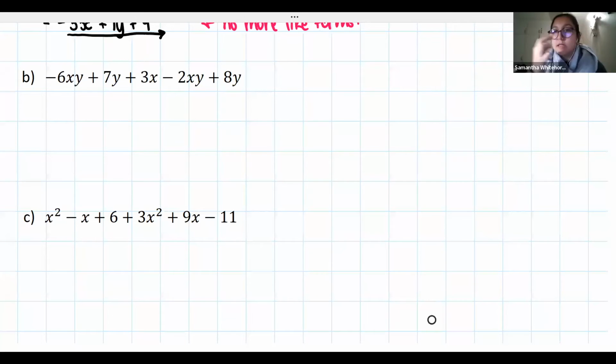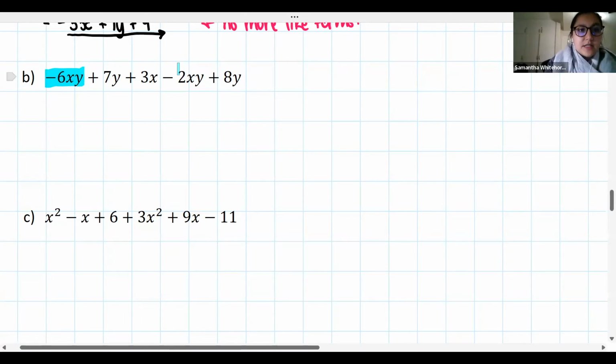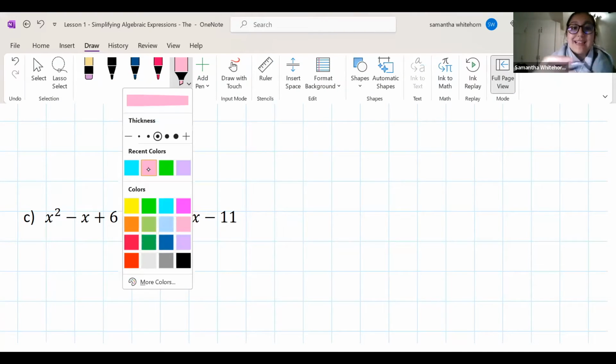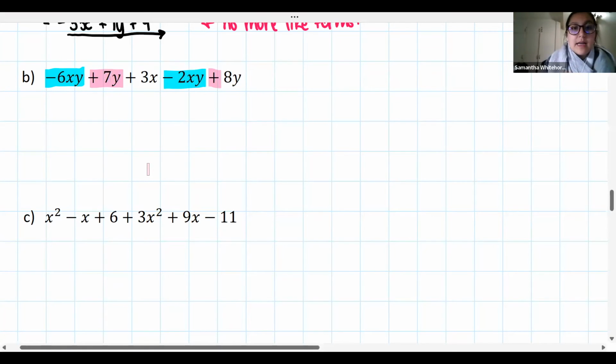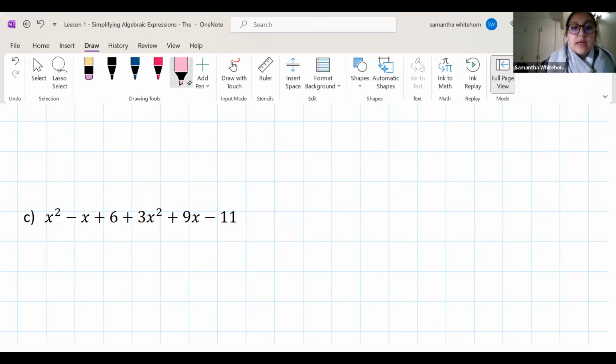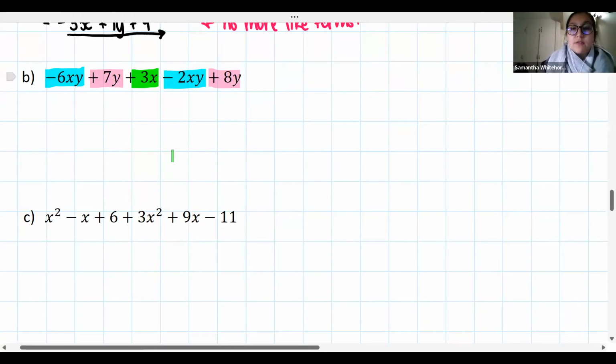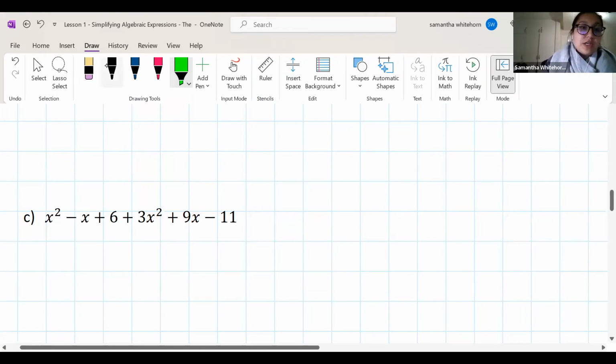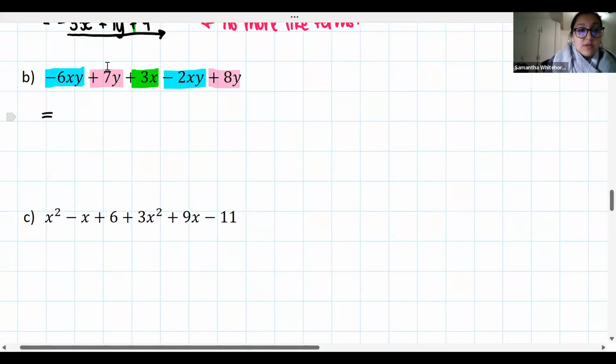So what that means is if there's an xy, all terms must have an xy to be like. So the negative 6xy and the negative 2xy are like terms. That's it. I've got no more terms with both x and y. 7y and 8y are like terms, and then the x term is by itself, just plus 3x. If you need to regroup, by all means regroup, that's absolutely fine. If you don't need to, that's also fine.